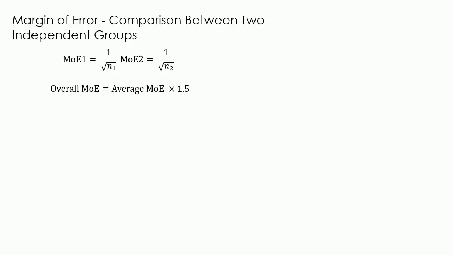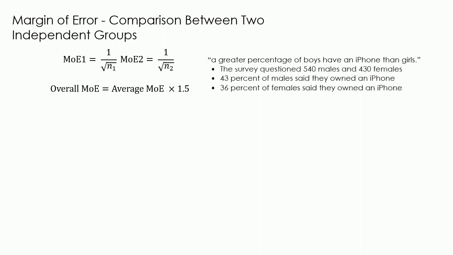Let's look at an example for when we're making a claim for a comparison between two independent groups. We have this claim here: a greater percentage of boys have an iPhone than girls. We're also given some extra information. The survey questioned 540 males and 430 females. 43% of males said they owned an iPhone, and 36% of females said they owned an iPhone.